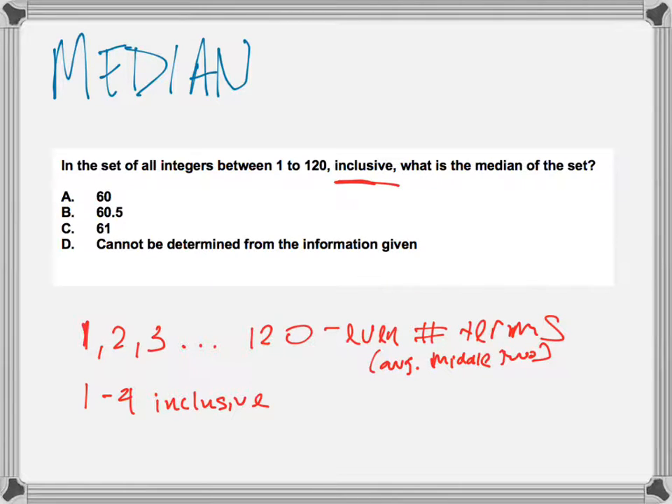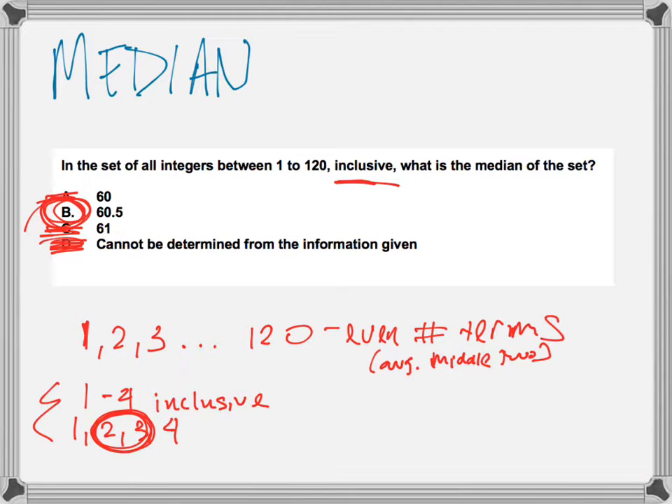If I had 1 through 4 inclusive, I'd have 1, 2, 3, and 4. So I would have an even number of terms, and I would average the middle two, right? So clearly, you should be able to cross off that it's not going to be 60, and it's not going to be 61. It's going to end up being 60.5, which is right in between 60 and 61. So literally test out a smaller subset of numbers with similar constraints, and you should be able to get a feel for what it's actually going to look like, right?